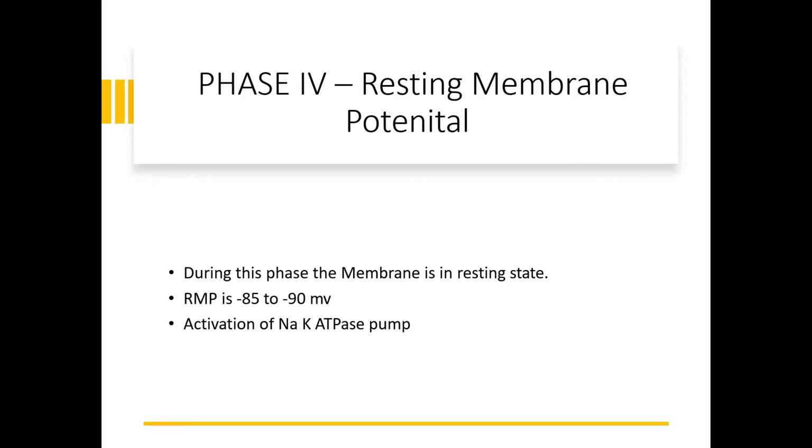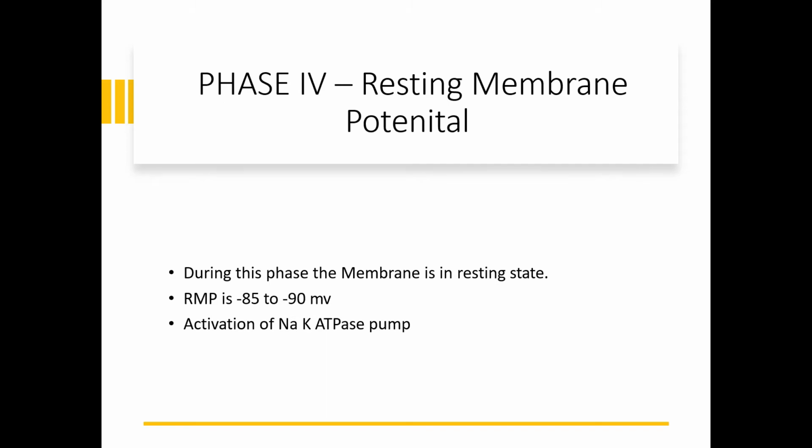And then we have another phase, phase 4. After repolarization, there is a phase of resting membrane potential, that is neither depolarization nor repolarization. During this phase, the membrane is in the resting state. Resting membrane potential is minus 85 to minus 90 millivolt. Basically, we have to start our topic with resting membrane potential always in the action potential, but because I have to teach the phases of the action potential, I have to follow the book.